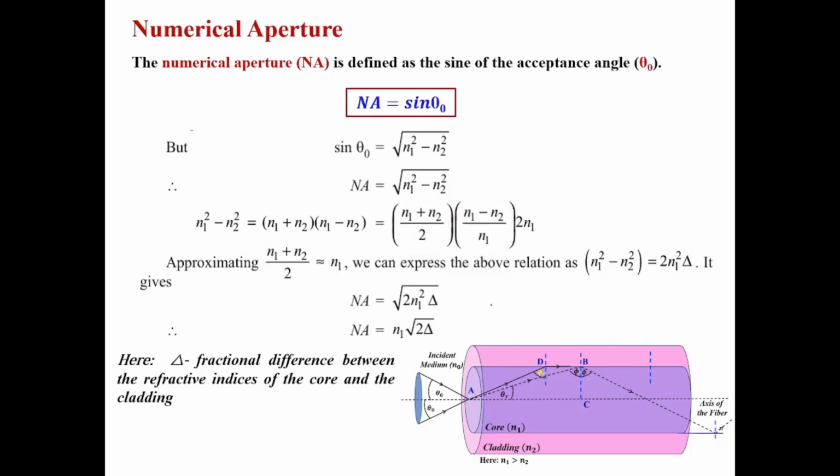So numerical aperture is the square root of this factor n1 square minus n2 square. So numerical aperture will be equal to the square root of 2 n1 square del. We can see n1 square is there, so the root will be removed: n1 into the square root of 2 del. You just remember this expression, which is essential to solve various numericals. Here I am going to stop this class.